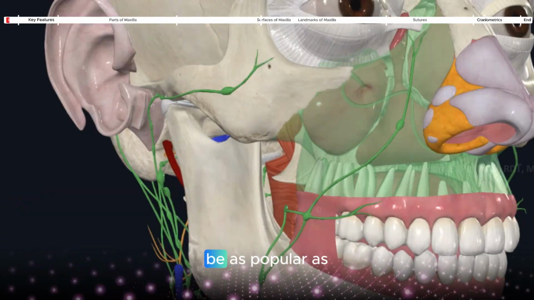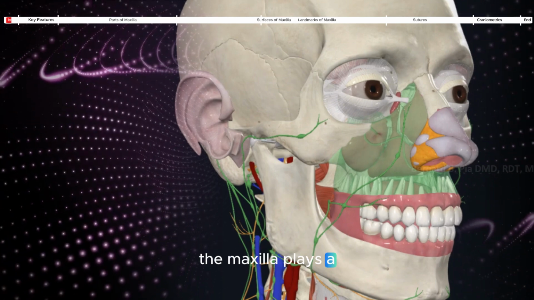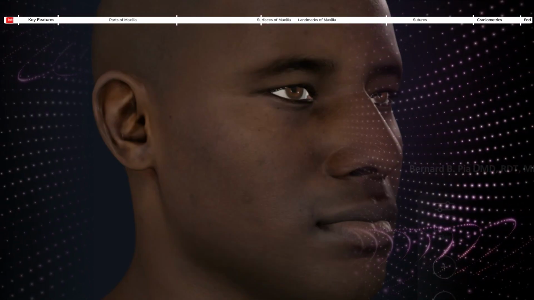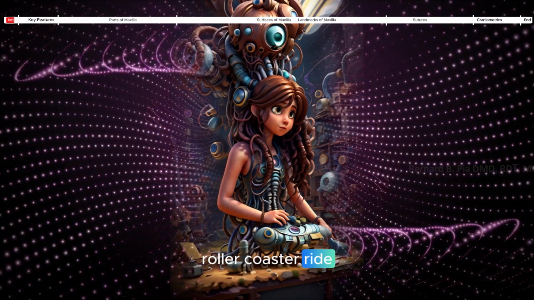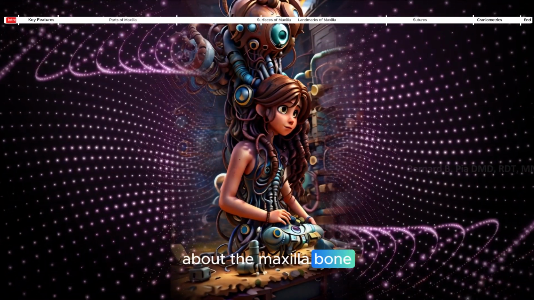While it may not be as popular as the femur or the skull, the maxilla plays a crucial role in shaping our facial features and overall appearance. Get ready for a roller coaster ride of 10 bizarre and lesser-known facts about the maxilla bone.